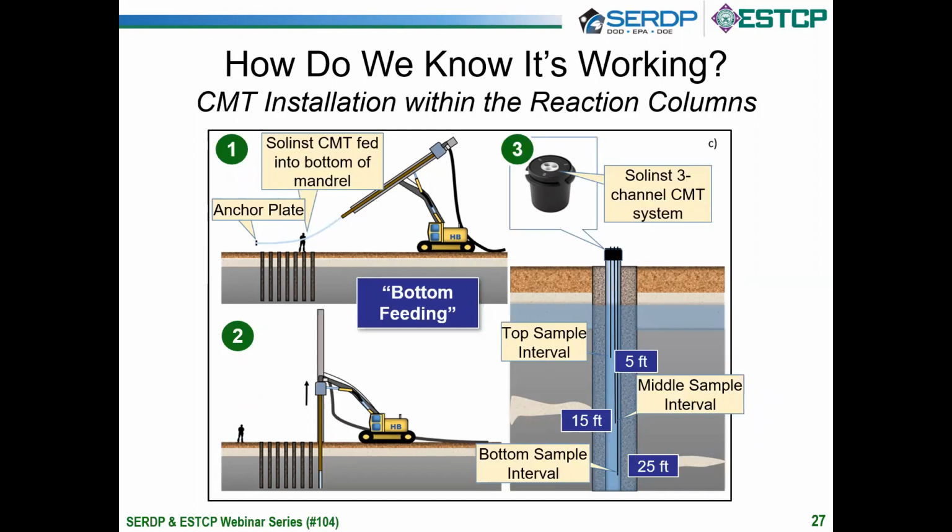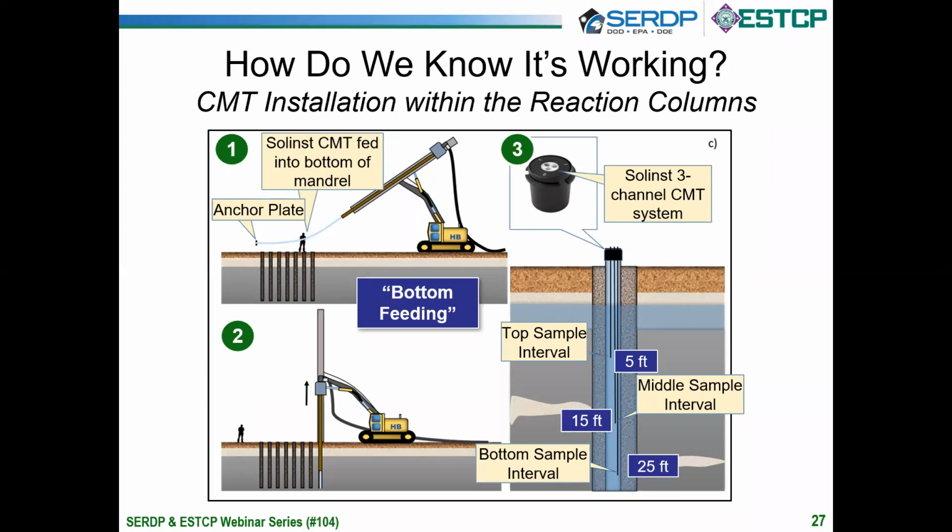The screens at those CMTs were set to 5, 15, and 25 feet. As I mentioned, the majority of that soil contamination existed within those intervals. And so we were interested to see if there was any vertical distribution of contamination from, again, that 5-foot interval down to closer to the base of that treatment zone, which was at 30 feet.